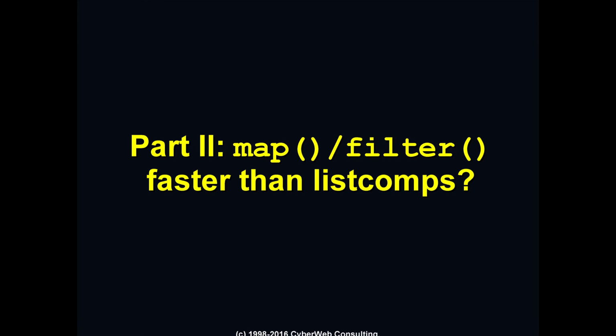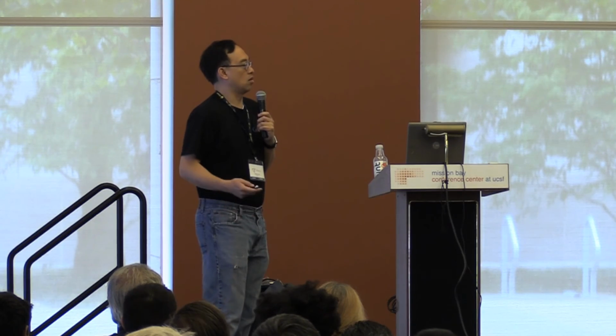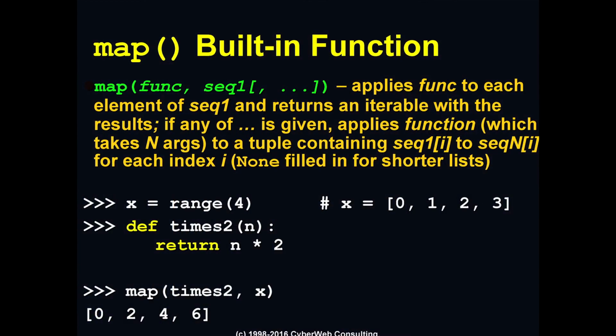Part 2, is map and filter faster than list comprehensions? You know, a little skeptical about list comprehensions, or you just want to know why should we use one over the other. So map, as a review, if you don't know what it does, takes some function and then applies that function across every element of some sequence.